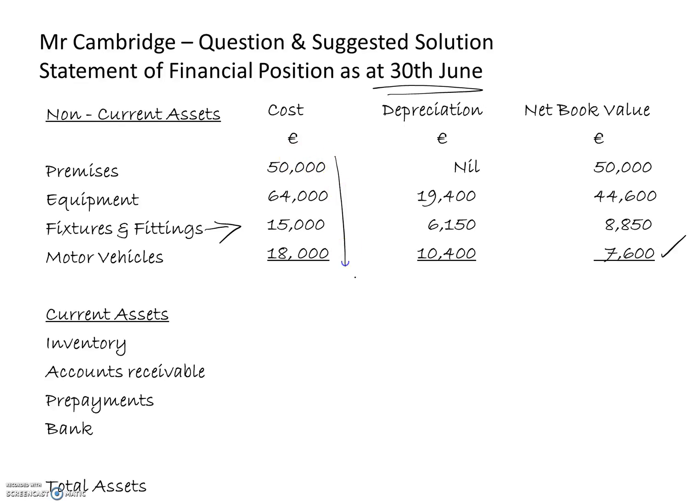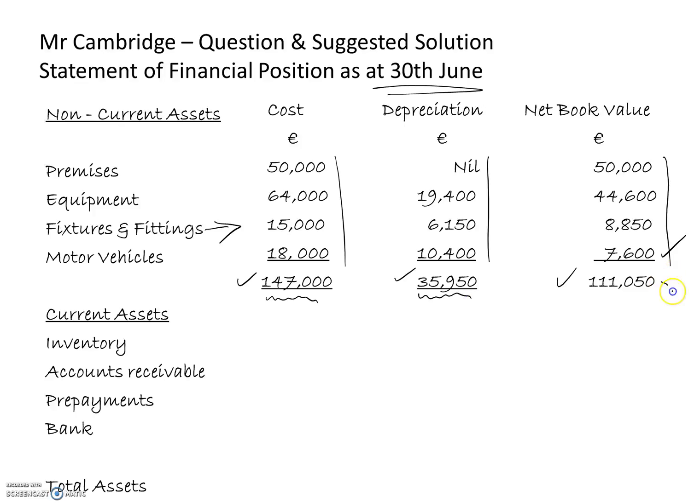Now what I'm going to do, I'm going to add up each one of these columns, one by one, and put in the totals. So I have the total cost of all my assets, 147,000. The total depreciation of all my assets, 35,950. And the net book value, 111,050. You will note I've underlined the cost column and I've underlined the depreciation column because it's the net book value figure that I'm going to continue with.